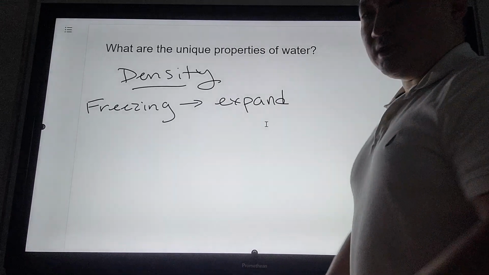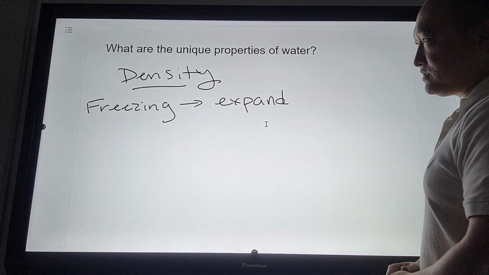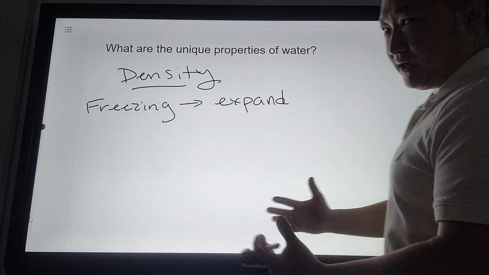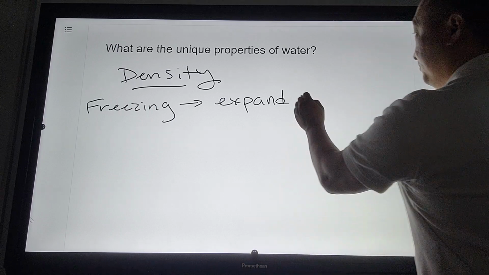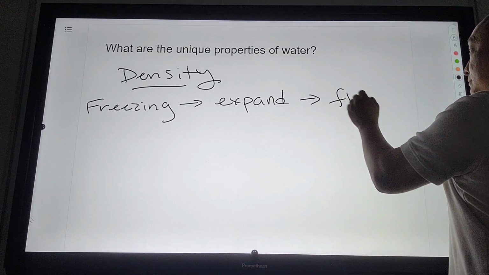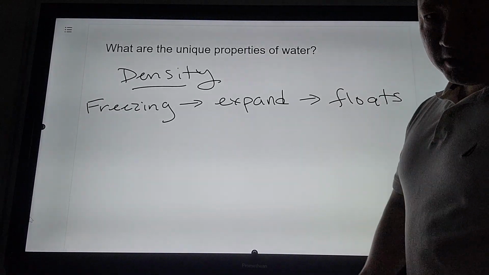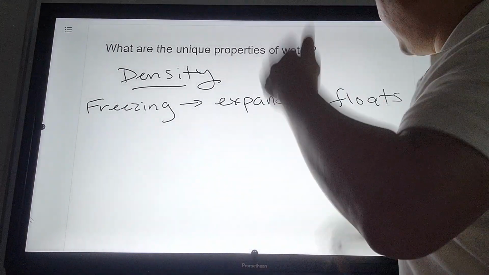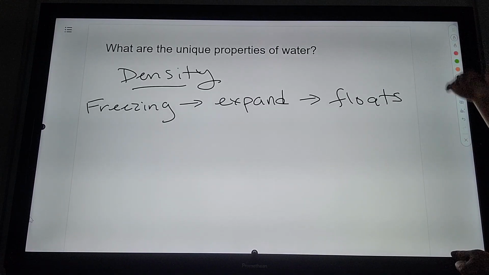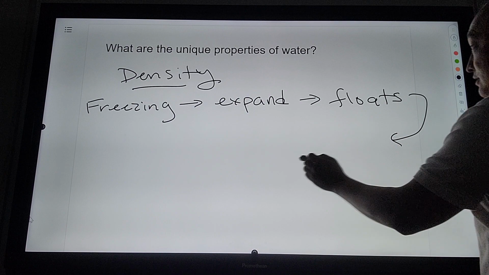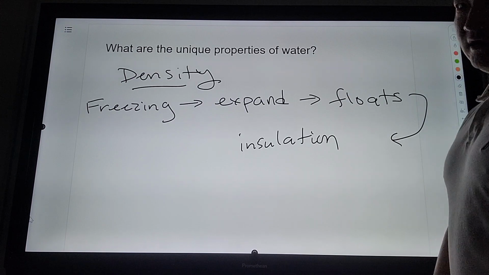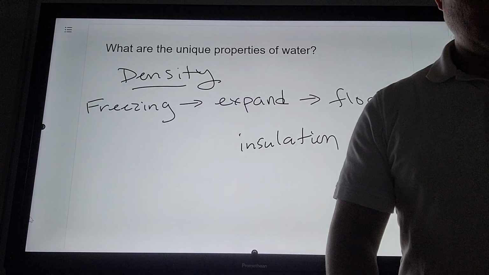Most things contract, but water, because of the arrangement of its hydrogen bonds, causes ice to expand, and because ice expands, it floats. It's less dense. And so I'm going to get to why this is important in a minute. Actually, I'm going to get to it now. Because ice floats on top of liquid water, that's able to provide insulation in aquatic ecosystems.